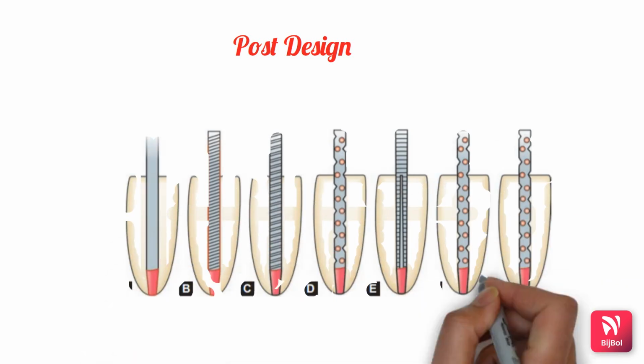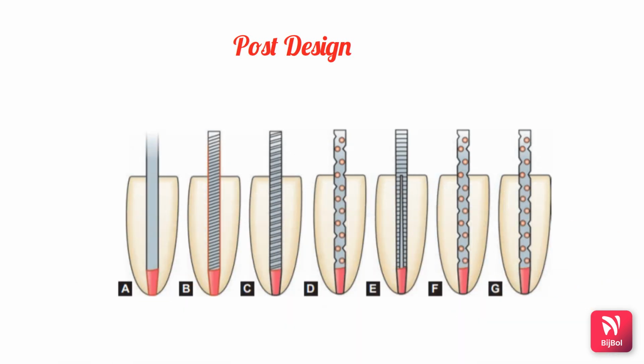If you see the post design, the parallel sided post may distribute stresses more evenly when compared to the tapered post, which may also have a wedging effect. The parallel post will generate the highest stress at the apex, and high stress can be generated during insertion. So the threaded post produces high stress during the insertion and the loading.